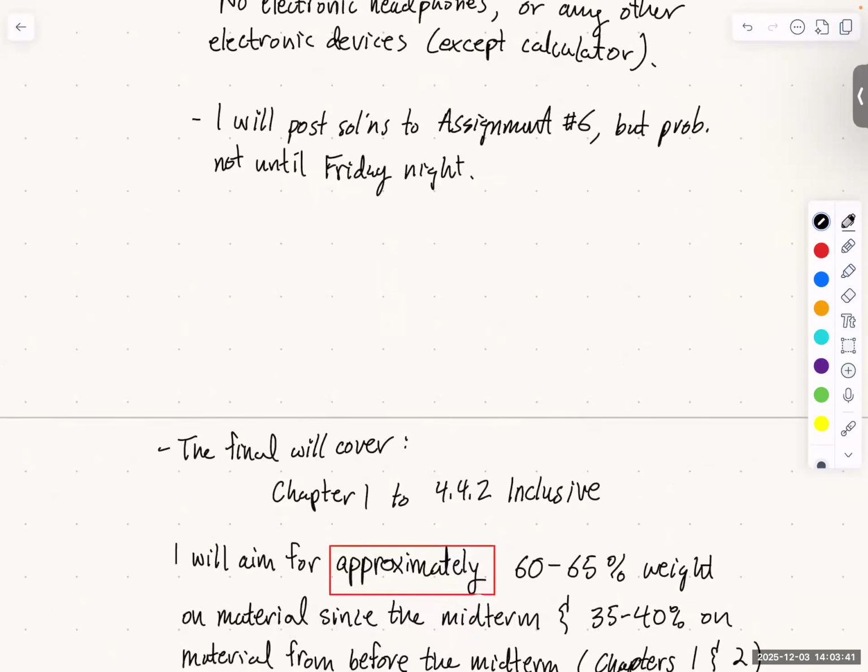I said that I would post assignment 6 solutions, the assignment that's not going to be collected and graded. I still intend to do that. I got to get through some other things first, but I'm hoping that maybe by sometime on Friday night, those will be on the course website.